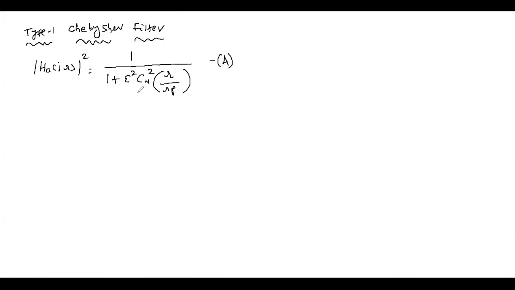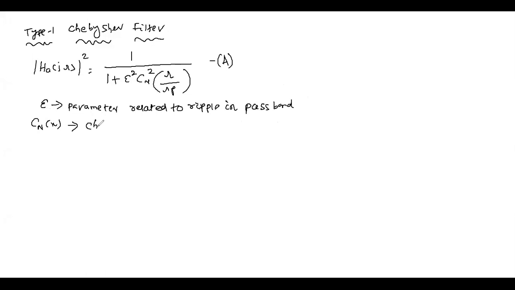So here two terms are there. One is epsilon, another is Cn. Now this epsilon is a parameter related to ripple in the pass band. And what is the Cn? This Cn(x). X means omega by omega p here. Cn(x) is a Chebyshev polynomial.